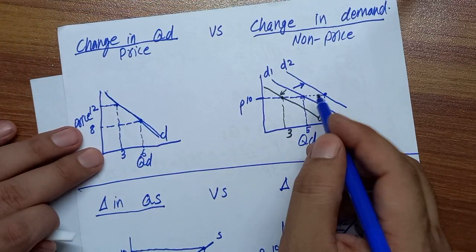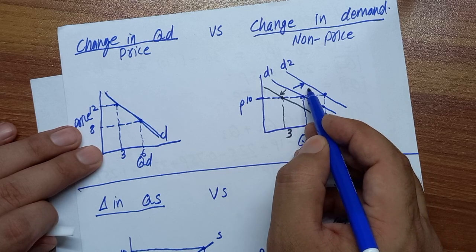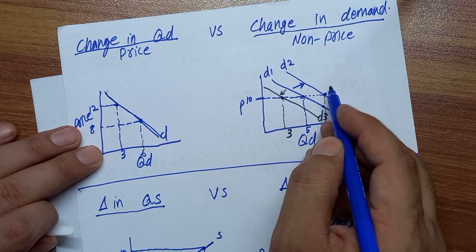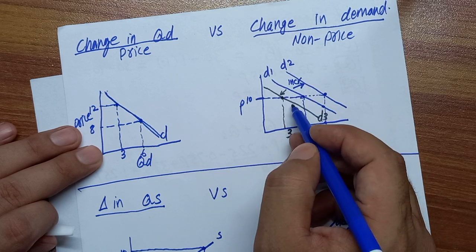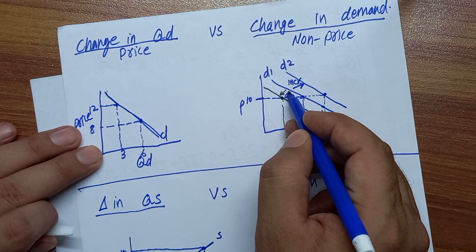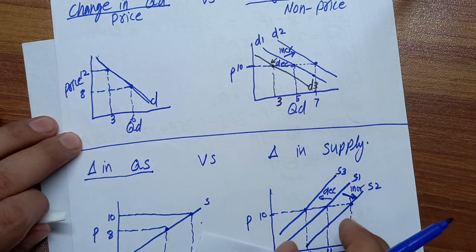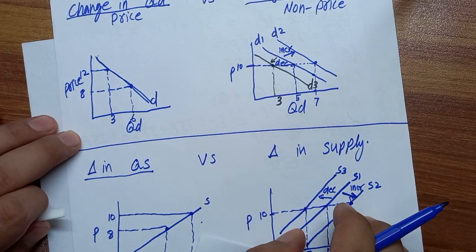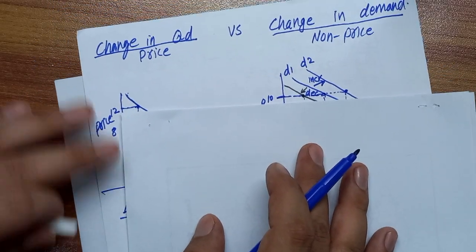So here it is opposite. When we increase, we will draw above the original line. So this is increase. When it is decrease, we will draw below the original line. So we will use these rules for drawing the graphs for the questions.